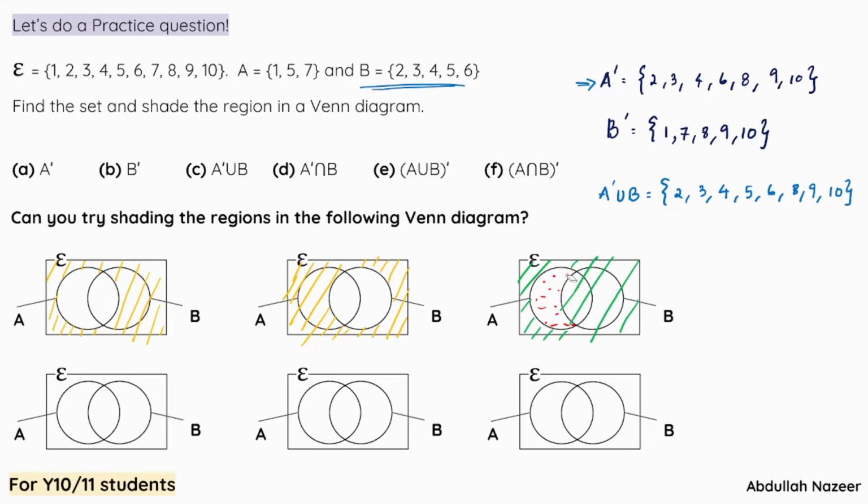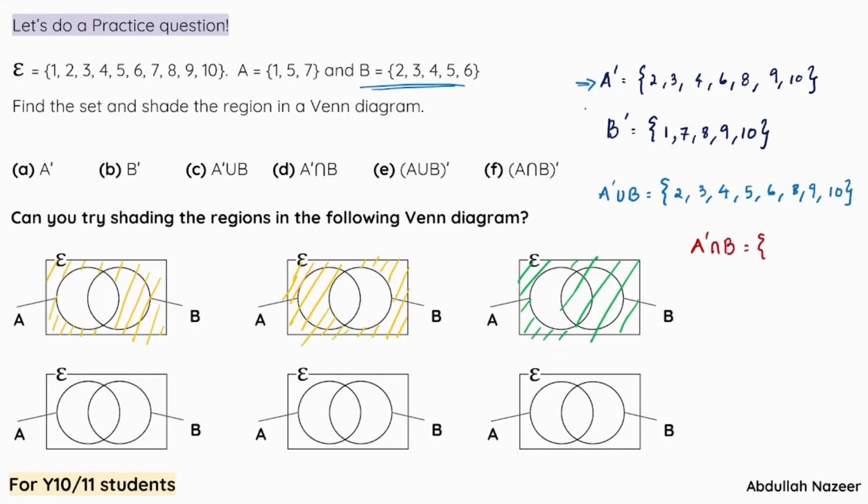And now I can just remove the red parts because we have shaded what we want to shade. Alright, so now let's go for question D. Question D is A complement intersection B. So A complement intersection B.